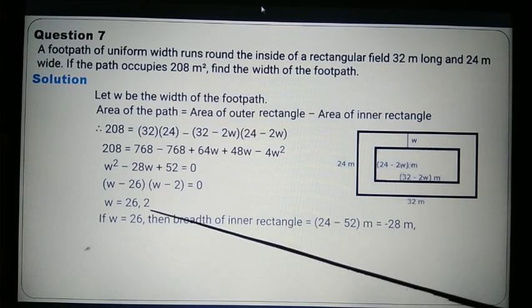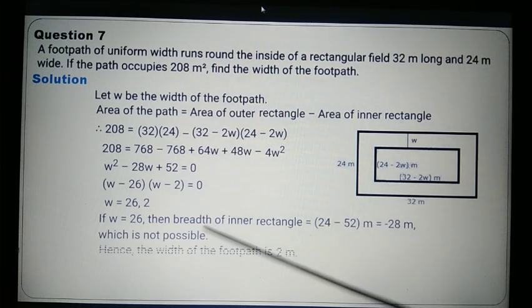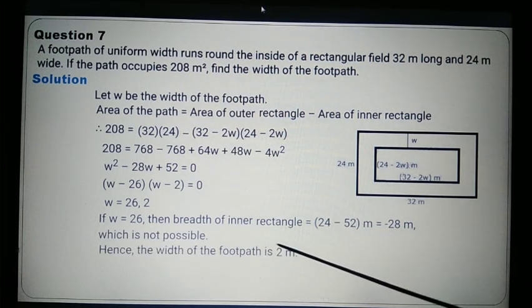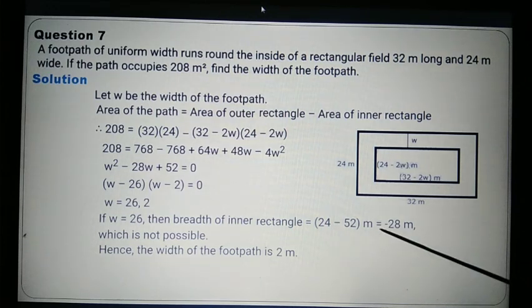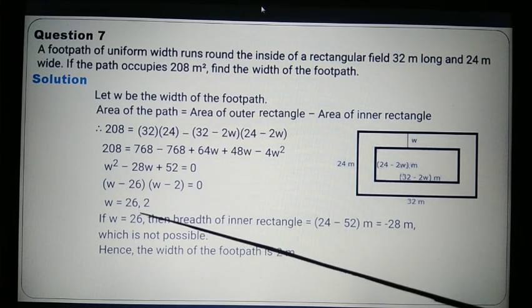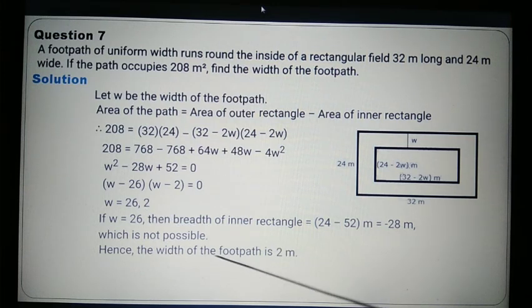Whenever W is 2, let's see what happens. If my W is 2, then it becomes 24 minus 2 into 2, that is 4, which is 20, which is a positive quantity. So the width has to be 2, not 26. That's why the width of the footpath is going to be 2 meter. Pause the video to note down.